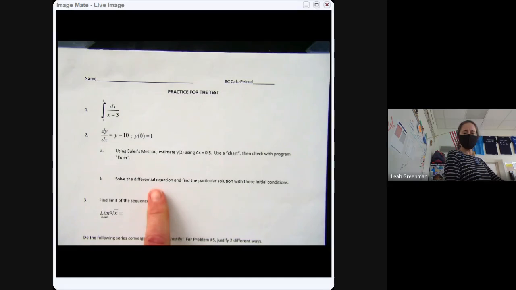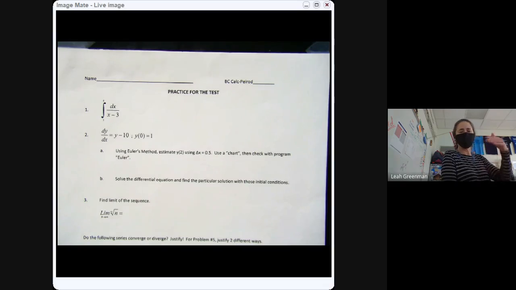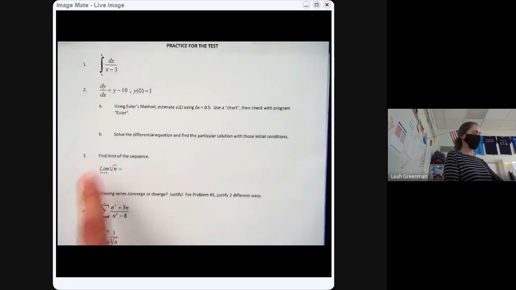Put a little asterisk next to 2B, and you'll see on the answer key what I'm talking about. Paying attention to absolute value. So when you have to say ln of absolute value, pay attention to that when you are solving a differential equation for y equals. Okay? All right, then put a big old star next to number 3.